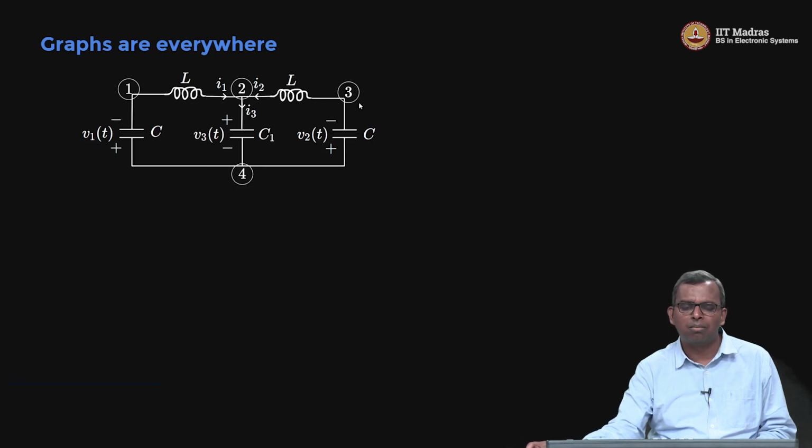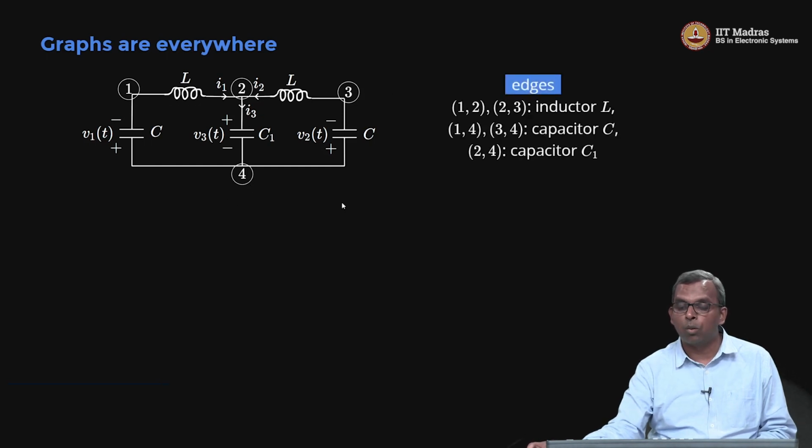In some settings we don't distinguish the nodes, but here in this graph I may want to distinguish between the nodes, between elements. So 1, 2, 3, 4. And then what can I say? The 1 comma 2 edge has an inductor L. 1 comma 4 and 3 comma 4 have a capacitor C in them, and 2 comma 4 has a capacitor C1 in it. There are no other edges. So there are 5 edges in this graph. Notice how a circuit can be converted into a graph.